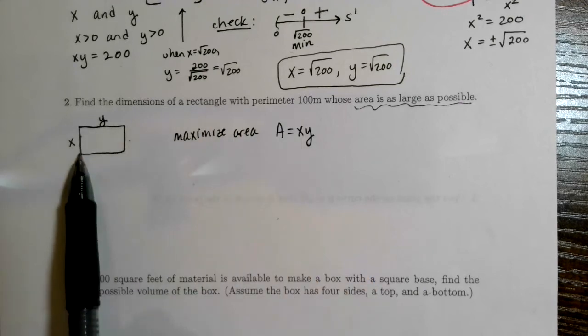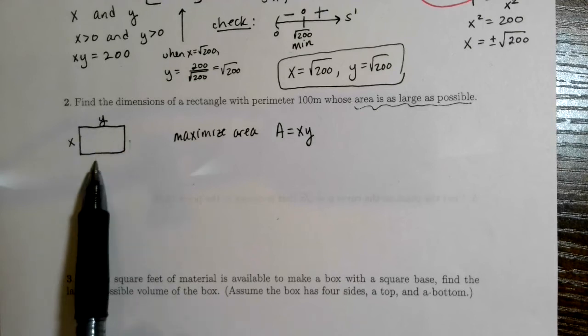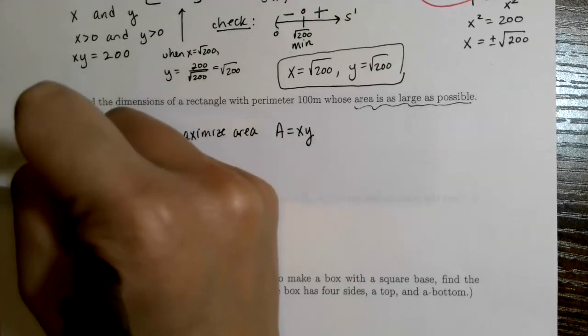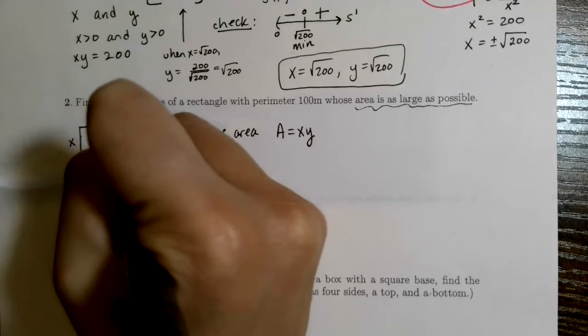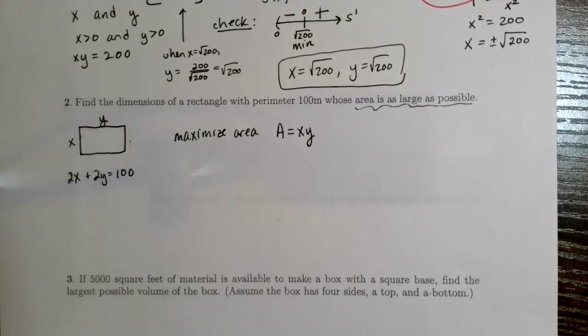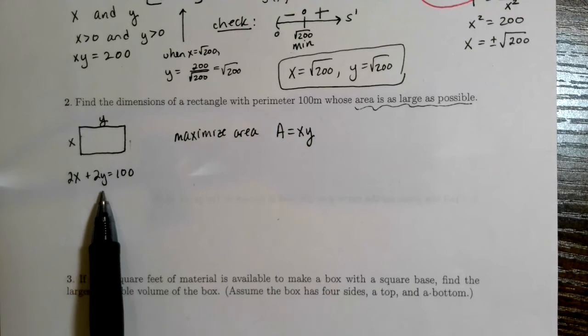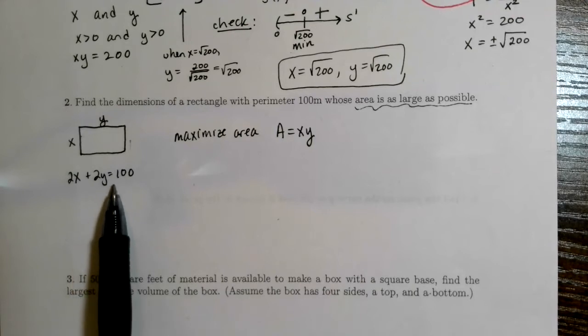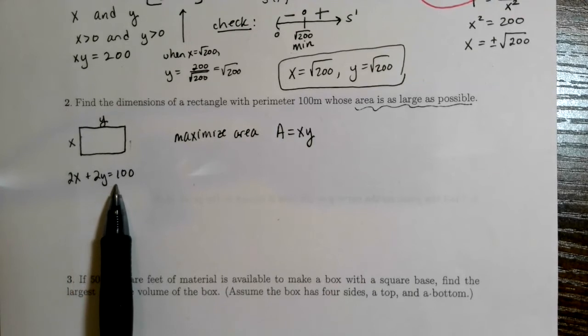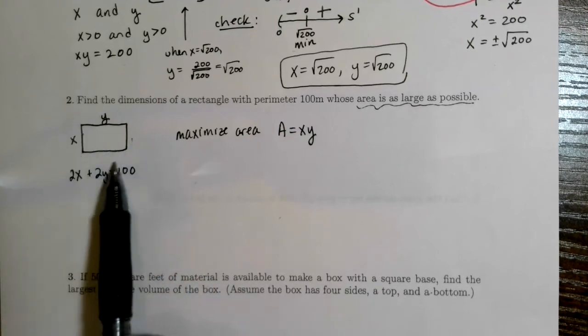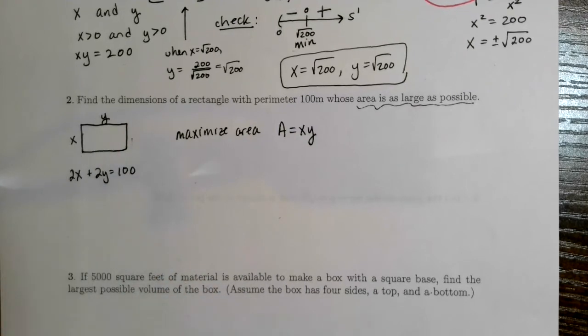The perimeter is the fancy word for adding up all 4 side lengths here. So that's X plus Y plus X plus Y, which gives us 2X plus 2Y is 100. This is the only place where this problem specifically differs from the example we did in class, because one of these 4 sides was a stream and didn't count there, but otherwise our structure is very much the same.